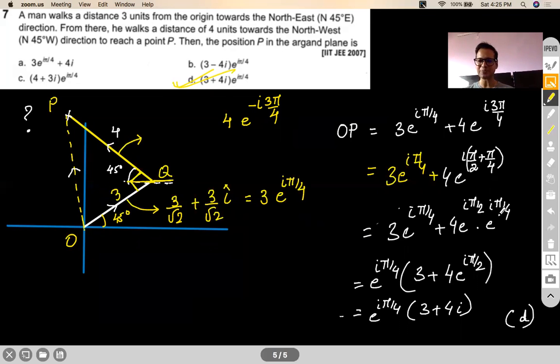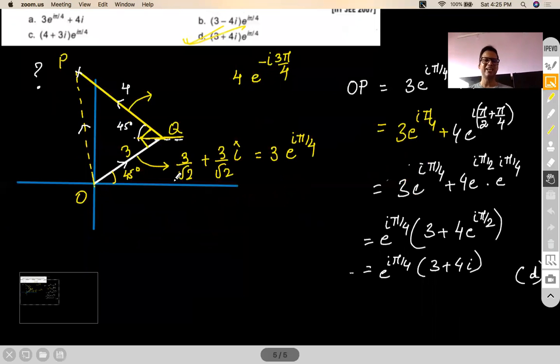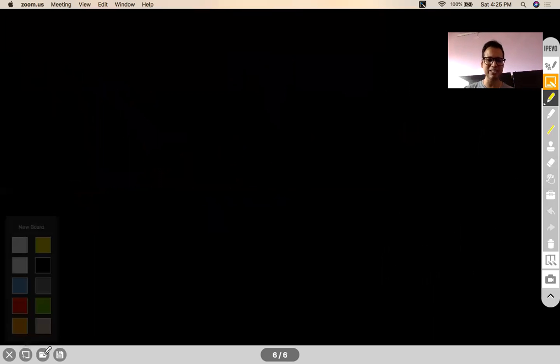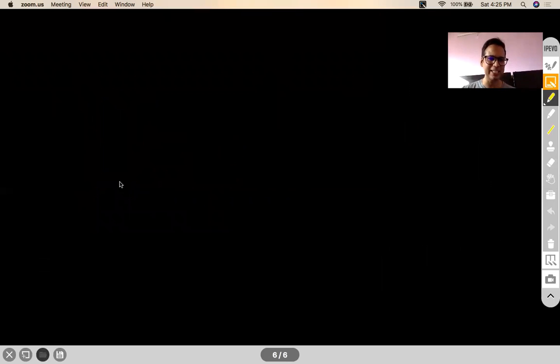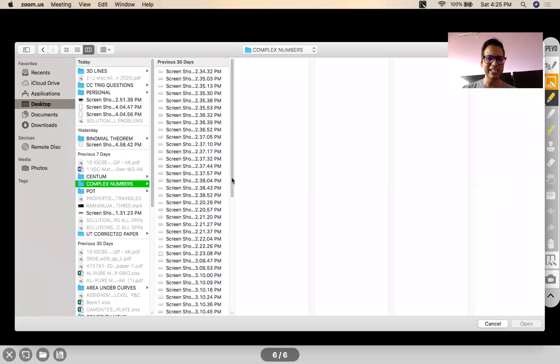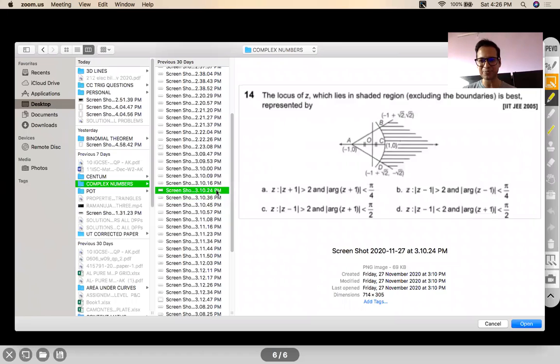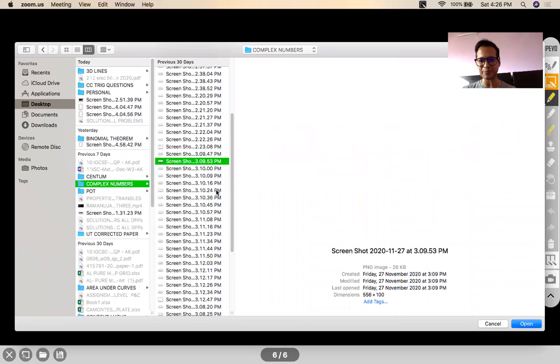Is the idea clear? Okay, so this is a simple question where you can use your vector fundamentals to solve this question rather than using your complex number fundamentals. Of course, both of them are the same things, but basically what helps you is more of a vector addition over here. Let's take another question.